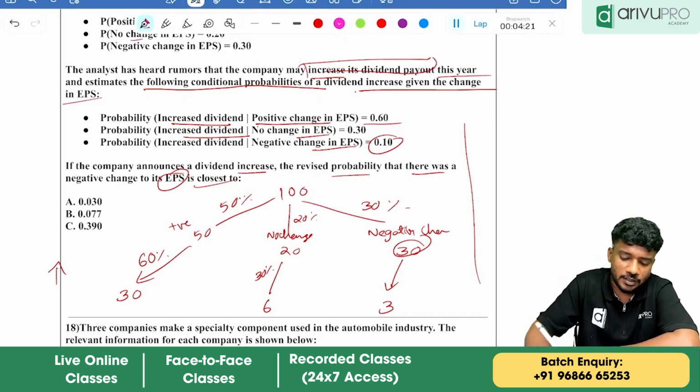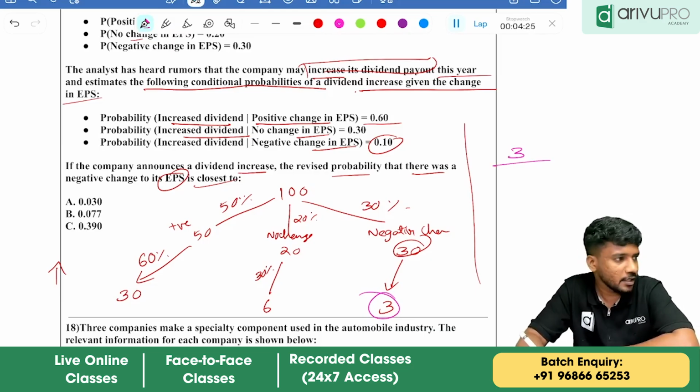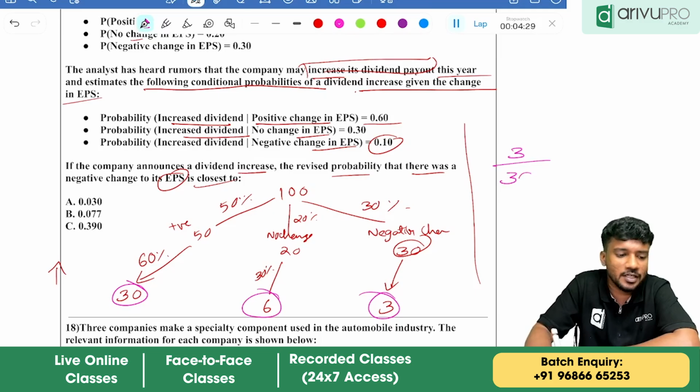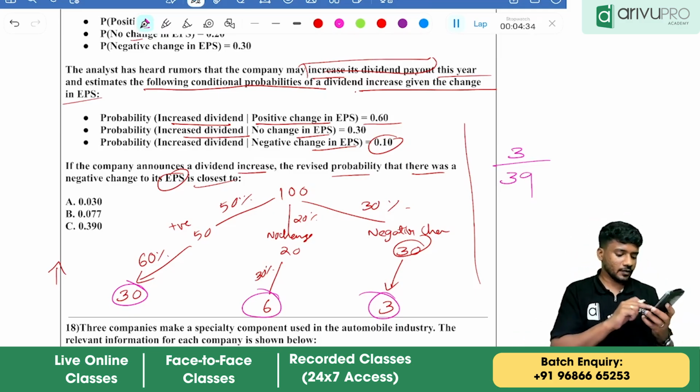People, look here. Negative change in EPS, how much is the N of A value? It will be 3. Now, in total, how much are there? 30 plus 6 plus 3, which is how much? 39. So, 3 divided by 39 is how much, people? Clear everything. 3 divided by 39.